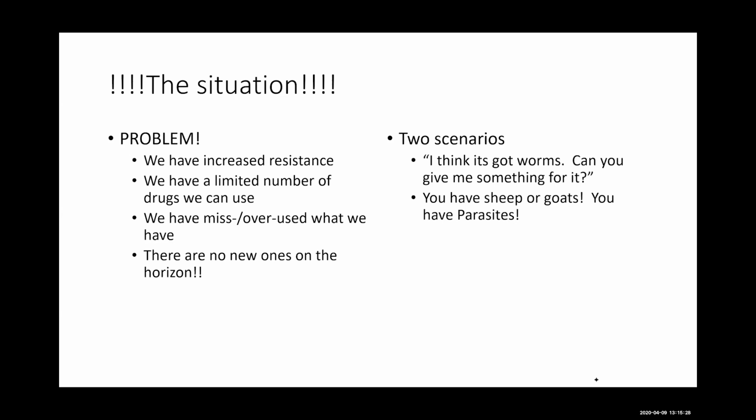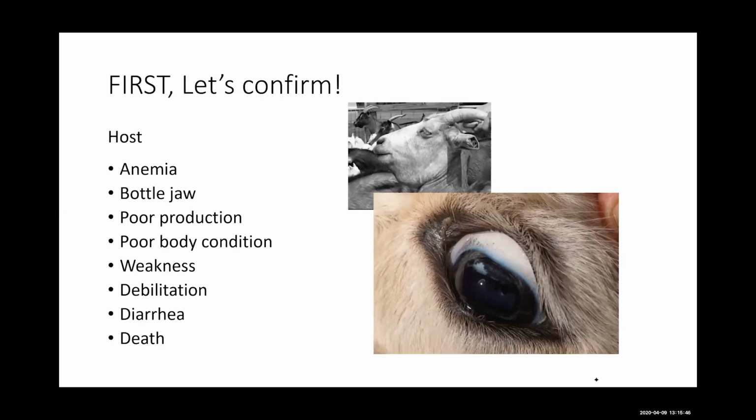What I normally see is there are two scenarios out there with parasites and small ruminants. I'll get a call and say, I've got worms, what can I give it? And the other one is, I always like this statement: if you have sheep or goats, you have parasites. So what we need to do initially is confirm that that's the problem based on what you see and what you have. First of all, let's look at the host. What are we seeing with the host? Anemia. If you look at the eye here, it's very, very pale. If you look at the gums, they may be white.